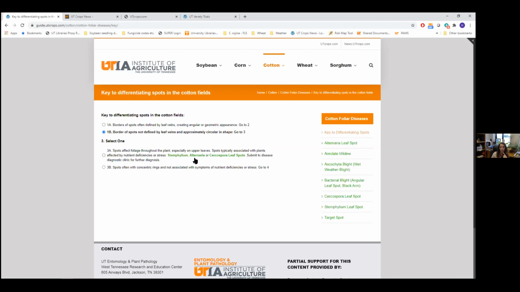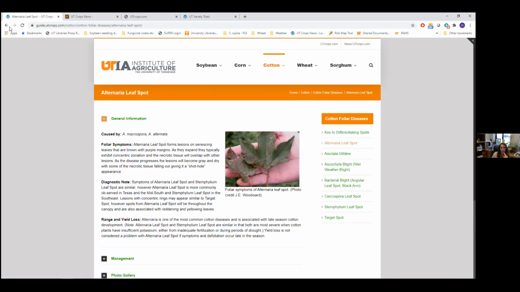Then it's going to be either Stemphylium, Alternaria, or Cercospora leaf spots. But if they have some concentric rings and are not associated with symptoms of nutrient deficiency, you click that one. And then spots found typically on younger plants earlier in the season where you have pepper grain-like sunken structures in them, you're looking at Ascochyta blight. You could click on that to go to Ascochyta blight and find out more about it.